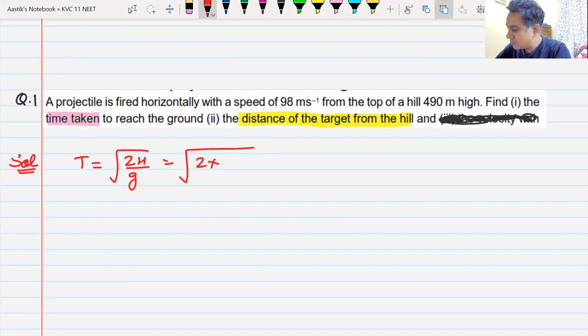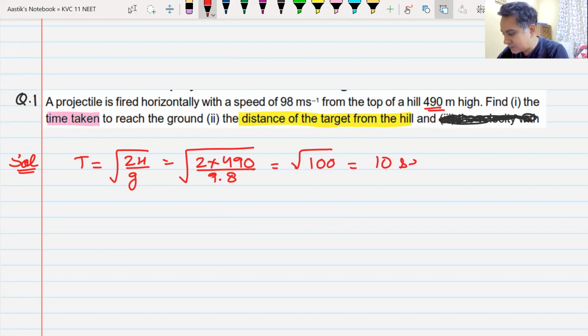2 into height, which is given as 490, divided by 9.8. 2 into 490 is 980. 980 divided by 9.8 is 100. So this becomes root over 100, and root over 100, all of us know, is 10 seconds. Anyone got this? Yes or no?